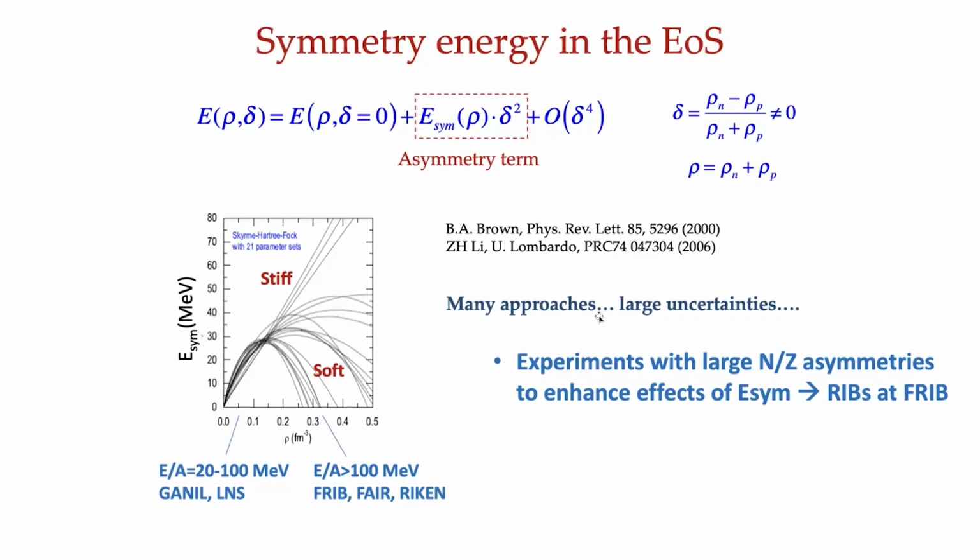What is important is that if we do experiments by increasing the N over Z asymmetry of the interacting nuclei, we hope that we obtain results that amplify the effects induced by this term in the equation of state. We hope. Okay, we try to do as much as possible with studying our experimental data to extract sensitivity to this term here.